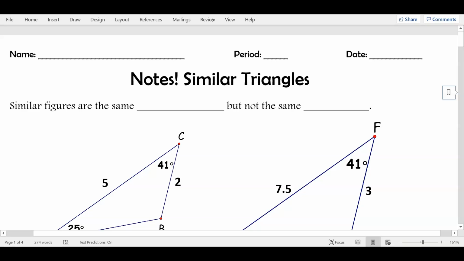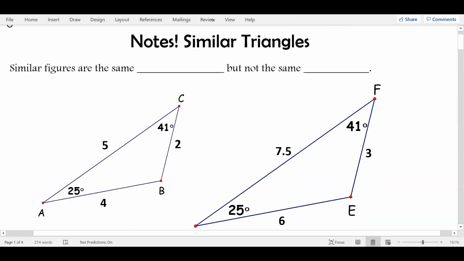Now, y'all remember when we did congruent figures? Congruent figures, we said, were same size, same shape. Does that sound familiar? They're exact same size, exact same shape. Okay, but for similar, something's different about it.